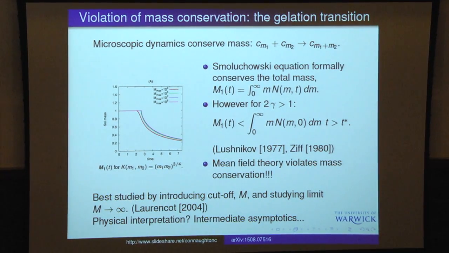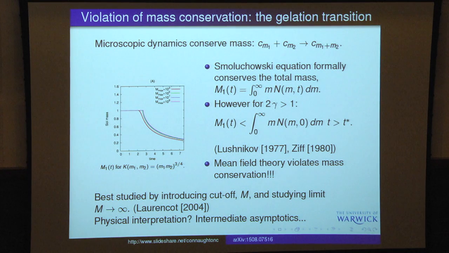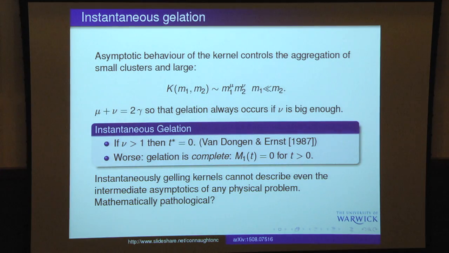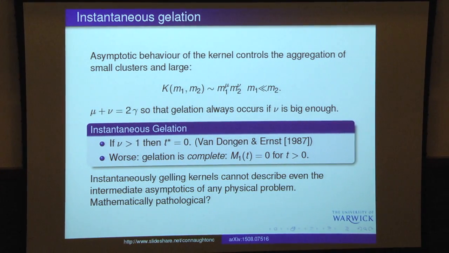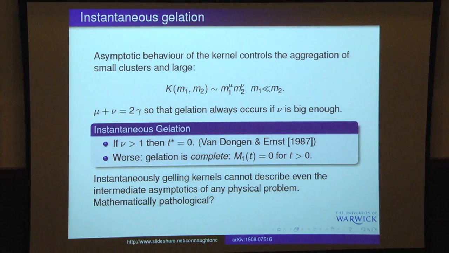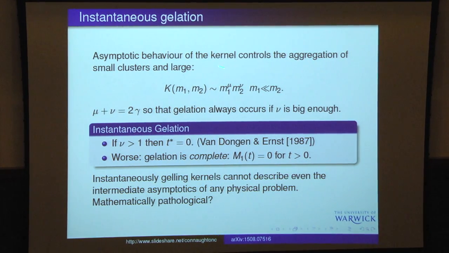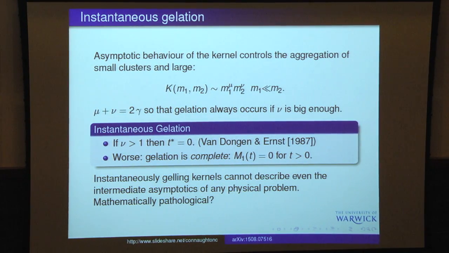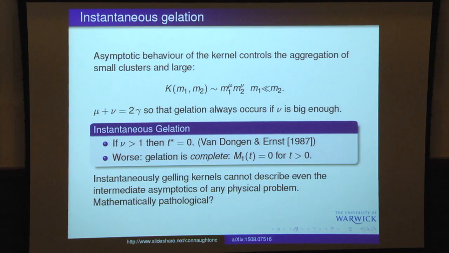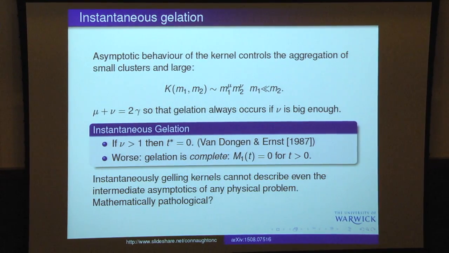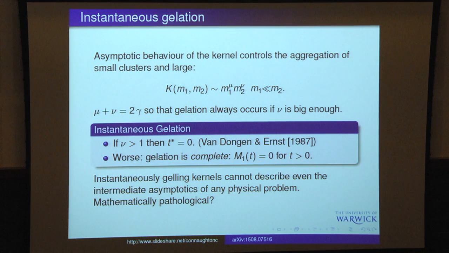Okay, so that's in some sense the physical interpretation of the gelation transition. Let me get on to what I actually want to talk about, which is the more pathological case. And this is where people usually really start asking questions and protesting. This gelation transition can happen instantaneously, at least at mean field level. And part of what I want you to think about today is, does that even mean anything? And I would argue it does.